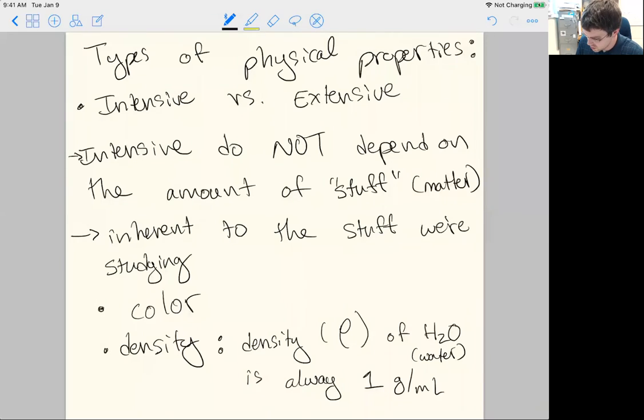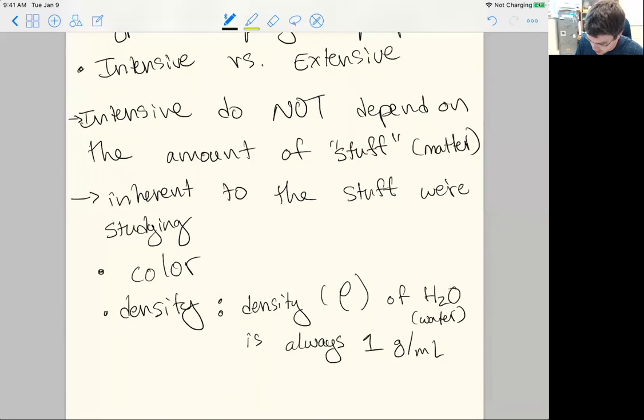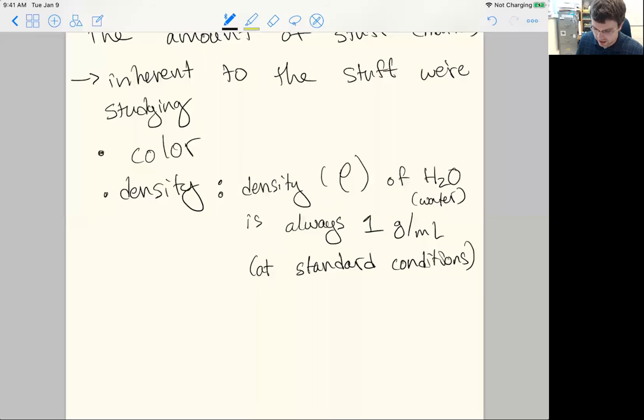Don't worry about the units too much. It's always 1 gram per milliliter, 1 gram divided by each milliliter. And then I'm going to add in here, for the people that worry about this, at standard conditions, implying we don't have some crazy high temperature or some dramatically different pressure as we're typically used to working with. Okay, so my point is density is an example of an intensive property.